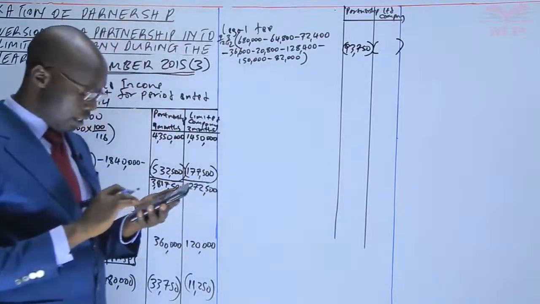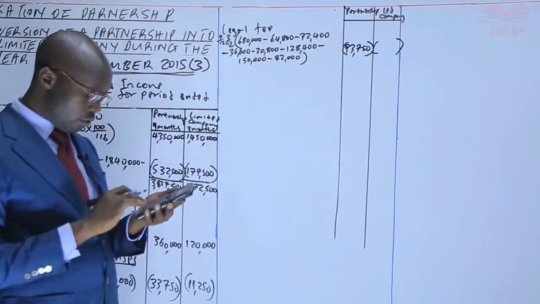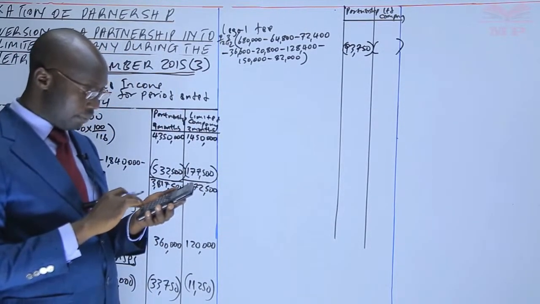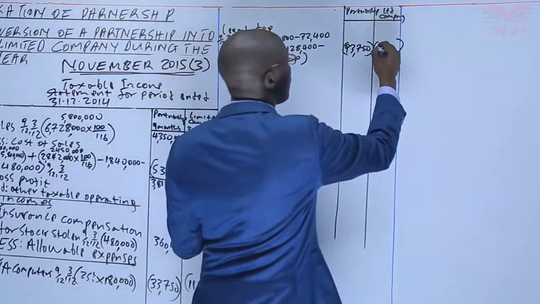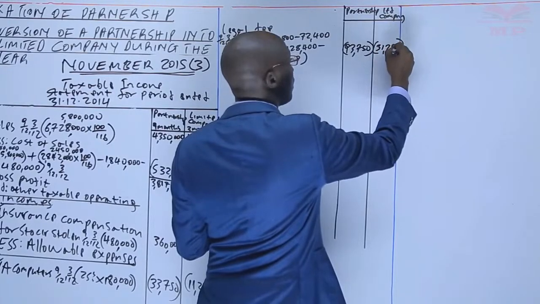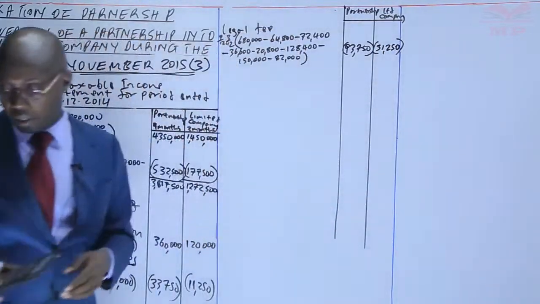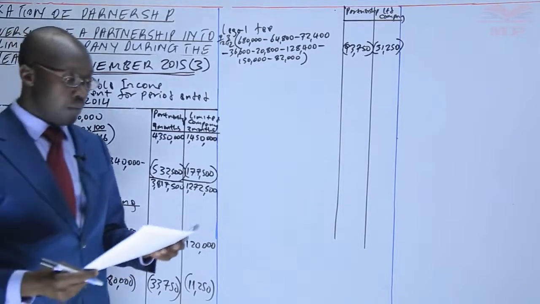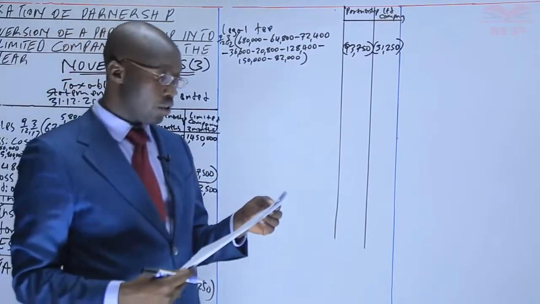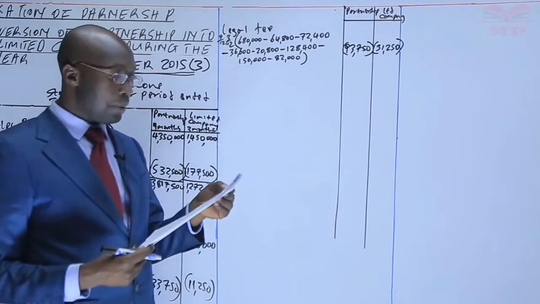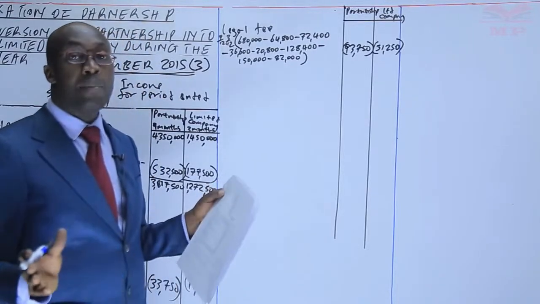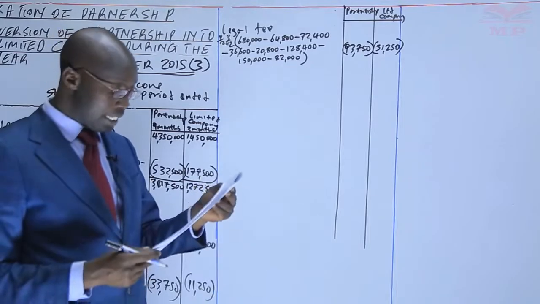The other one we say 3 divided by 12 of 125,000. That gives us 31,250. Then we continue. We go back to the income statement and continue looking for allowable expenses. After that, there is repair and maintenance. Repair and maintenance is an allowable expense.